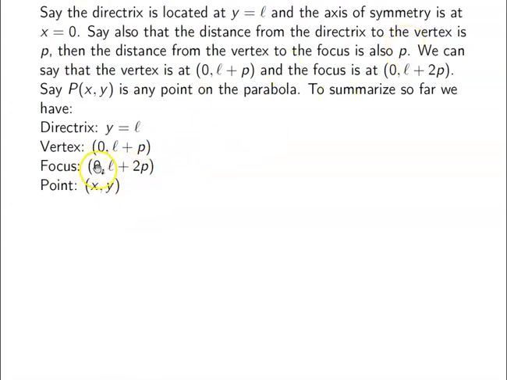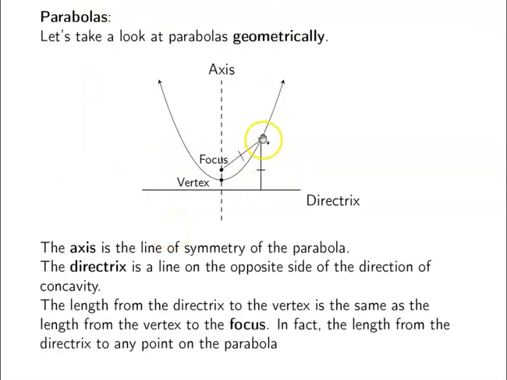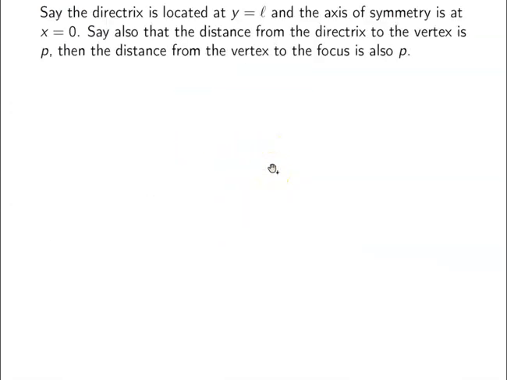I also know that the distance from the directrix to the vertex is the same as the distance from the vertex to the focus. So I can start to do something with that, right? Specifically, in this case, from this point P, from P to the directrix and P to the focus. Okay. So point P to the directrix and point P to the focus have the same distance.